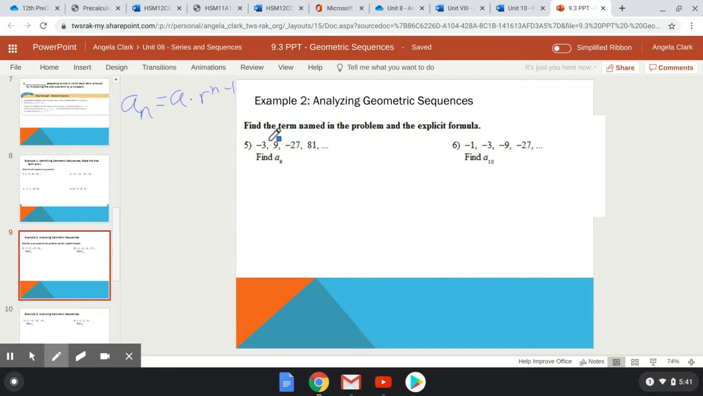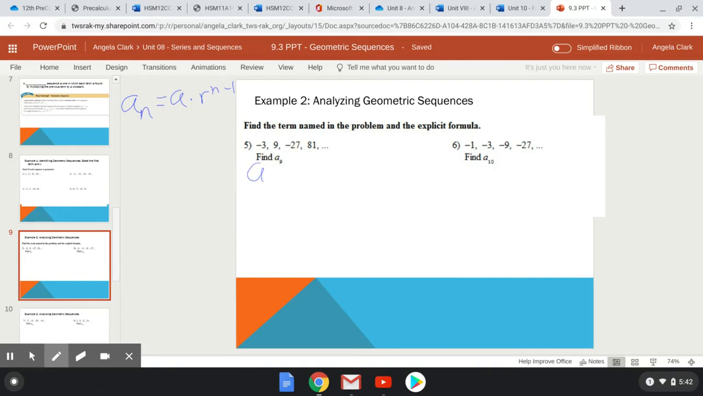So what do I need to multiply each one of these by to get to the next one? Well, in this case, it would be -3, right? -3 times -3 is +9. +9 times -3 is -27. We're assuming that these are geometric. We're told that, so we don't actually have to check all of them, but they all should and do work. So let's go ahead and write our explicit formula.